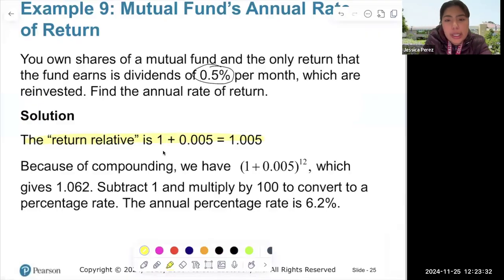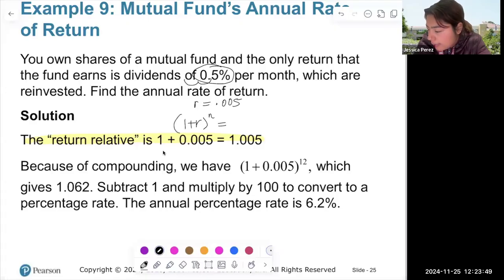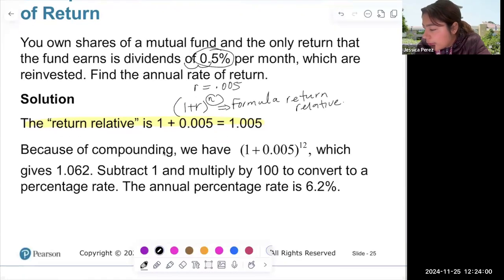The return relative is 1 plus 0.005. Where did they get the 1.005? The rate is 0.005. You move 2 decimals to the left, and you do 1 plus r raised to the n. This is the formula for the return relative, and this is n compounded monthly. There are 12 months in a year. So you're going to get 1.005 to the 12, which gives you 1.062.